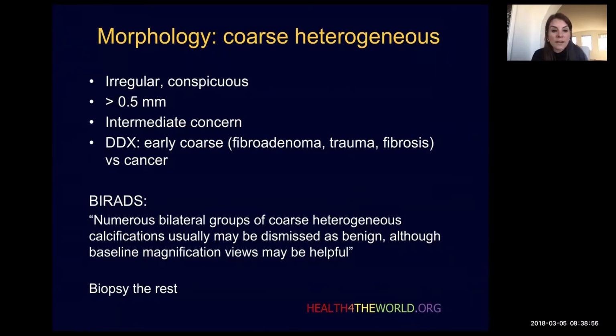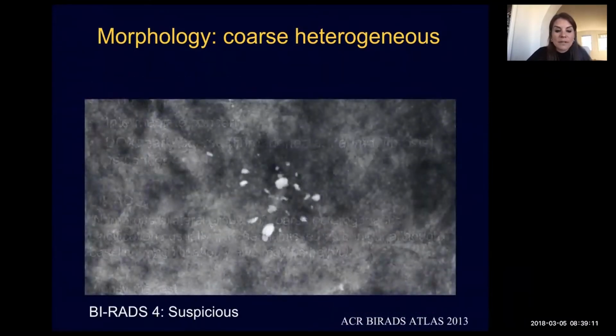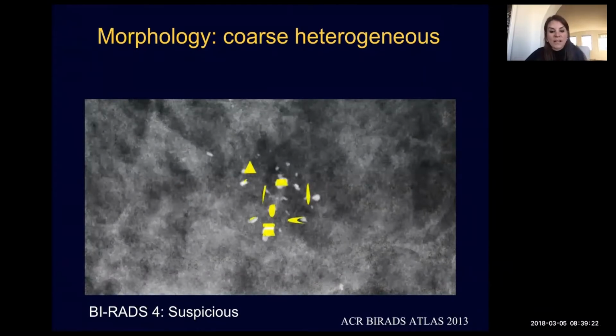Like we talked about in the four special cases section, numerous bilateral groups of coarse heterogeneous calcifications may be dismissed as benign, but baseline magnification views may be helpful, and the rest require biopsy. So here's an example of a single group of coarse heterogeneous calcifications. Again, these should get a BI-RADS 4, a suspicious assessment, and we should recommend biopsy. Again, these are irregular, conspicuous. They're very easy to see, larger calcifications.